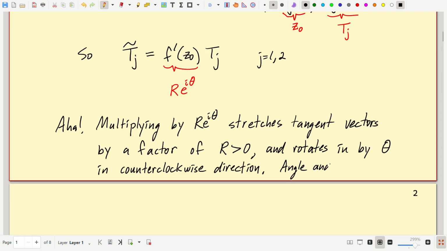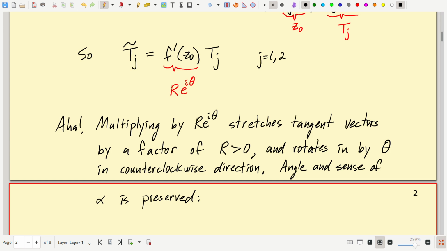the angle and the sense of alpha is preserved. So that's all there is to it. Multiplication by a complex number stretches and rotates. Questions about that?